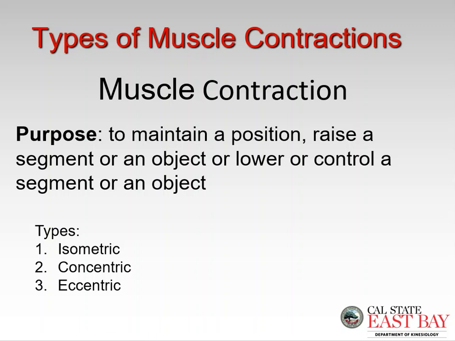About muscle contractions. Why do our muscles contract? To maintain a position, raise a segment or an object, or to lower or control a segment or an object. There are 3 types of muscle contractions: isometric, concentric, and eccentric. So let's get into it.